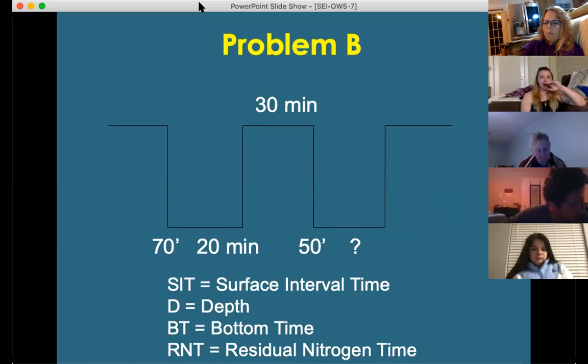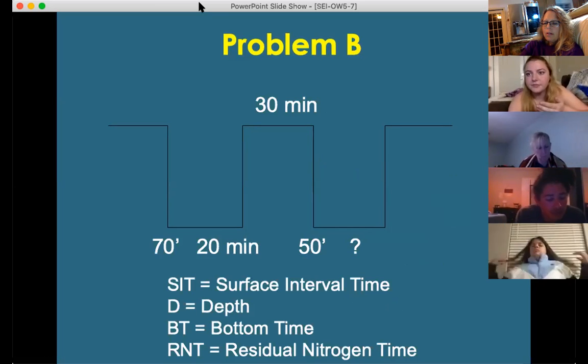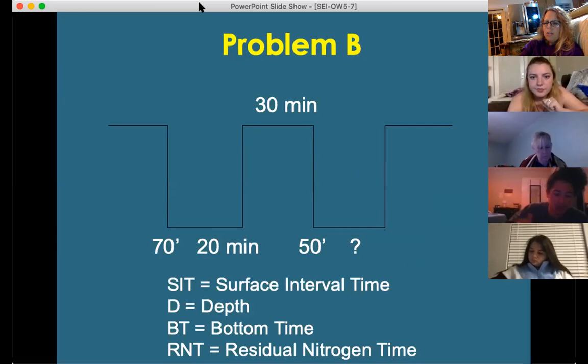So that's kind of where the number is coming from. All right. Maureen, can you tell me problem B if you have this? Yeah, give me 1 second, sorry. It's the next slide. So 70 for 20. Everyone else, go ahead and write this down. 70 for 20. And it should be in the workbook, the next page that you were working from. Problem B, 70 for 20, surface interval 30. Second dive to 50 feet, how long can we stay?